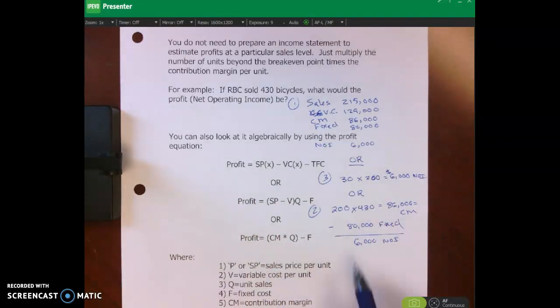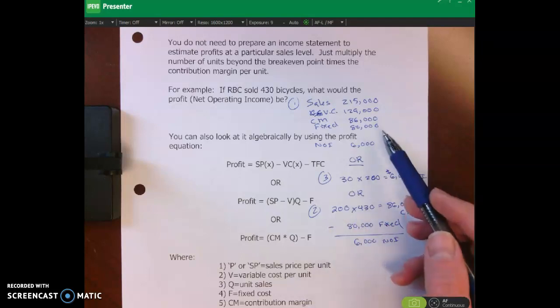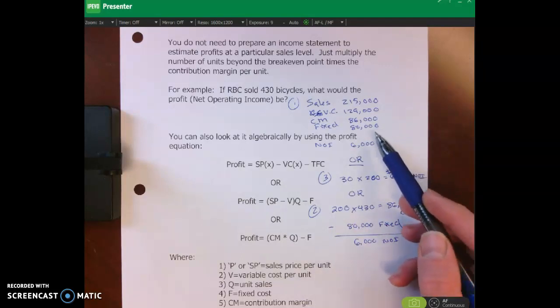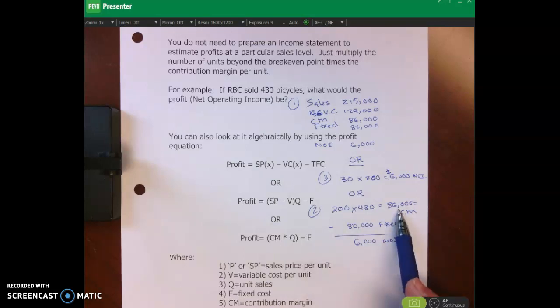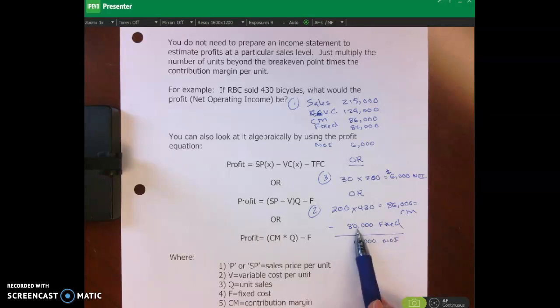The second easiest would have been to say, okay, I know my sales price stays the same. I know my variable expenses stay the same. Therefore, my contribution margin per unit also stays the same. I can multiply my contribution margin per unit times the 430 units. That would give me a total of $86,000 in contribution margin. Then I subtract out my $80,000 of fixed expenses because I know these stay the same regardless of how many units I sell, since I'm still within the relevant range. I haven't been told that I'm not, so I assume that I am. That gives me $6,000 in net operating income.